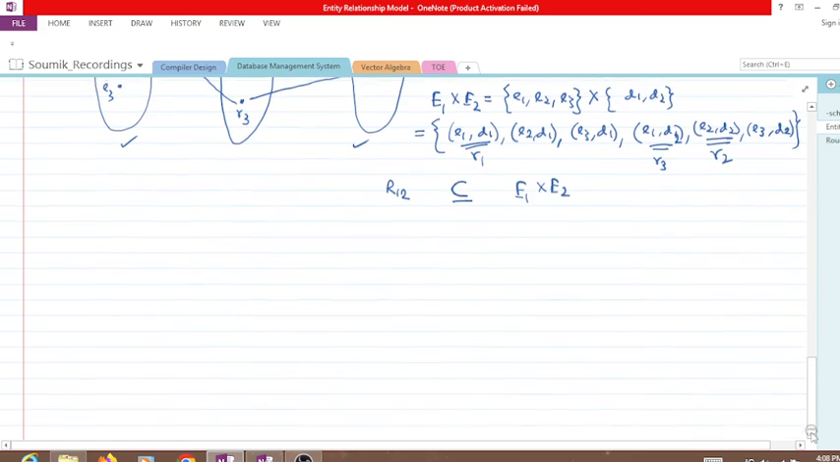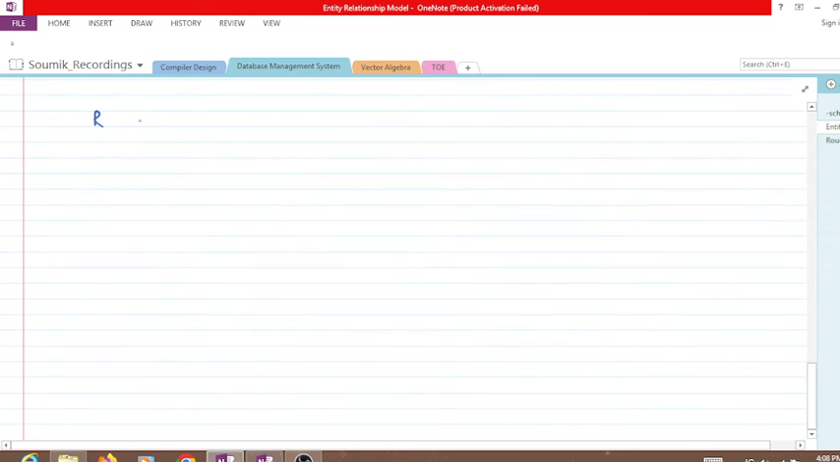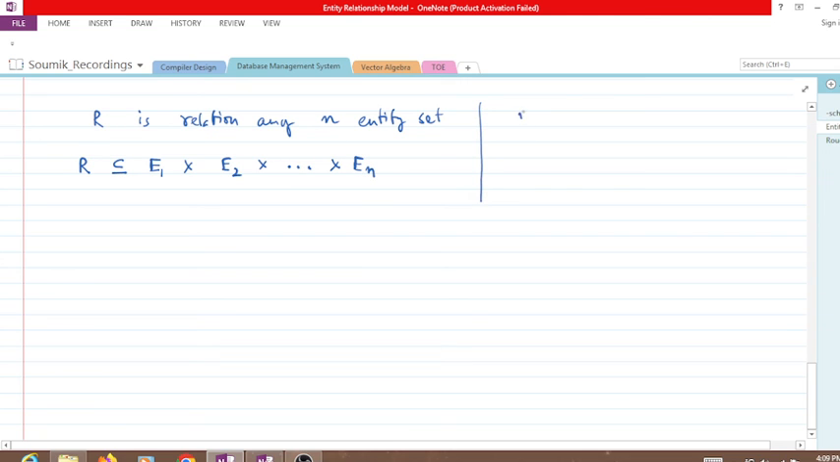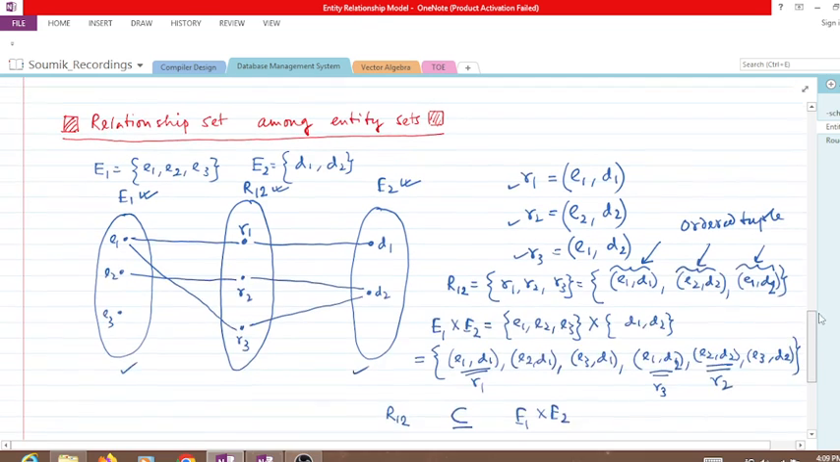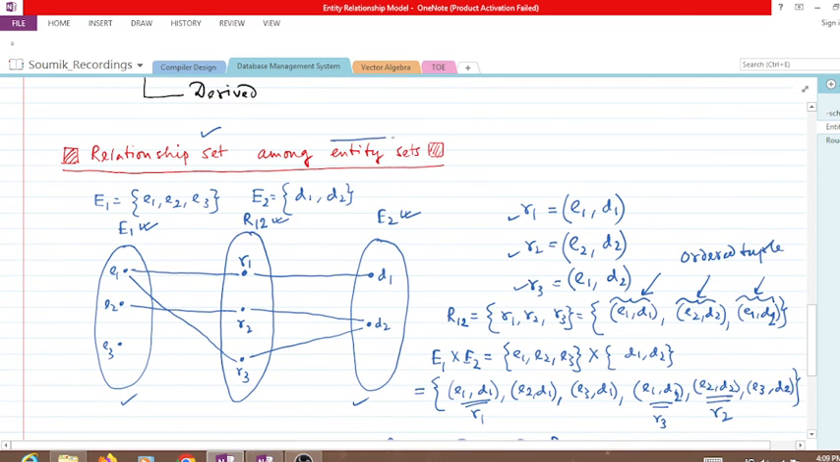Now in the general case, if R is a relation among n entity sets, then R is a subset of E1, E2, dot dot dot En. In our case, the value of n was considered to be 2. So this is the meaning of the relationship set among the entity sets.